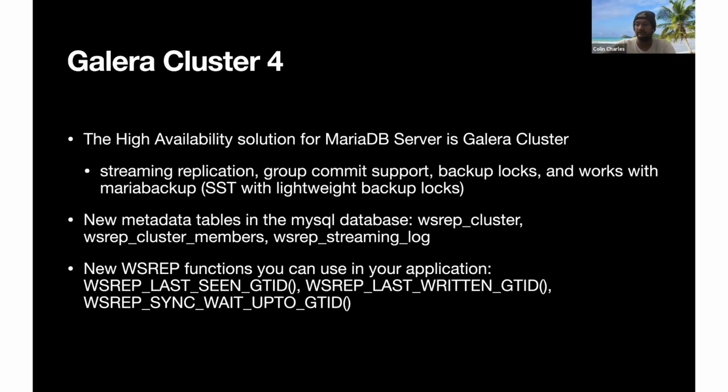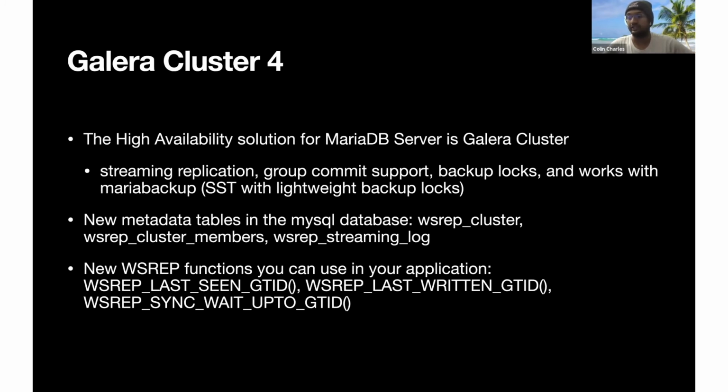So streaming replication allows nodes to process write sets much larger than 2 GB in size, and this is all configurable at runtime via the options available. And this is all fairly well documented as well. There is also the ability for you to look at new metadata tables inside of the MySQL database. There's wsrep_cluster and wsrep_cluster_members to show you what the membership looks like, as well as, if you turn on streaming replication, what the streaming log looks like. And then there are a bunch of new write set replication functions that you can actually implement in your application.